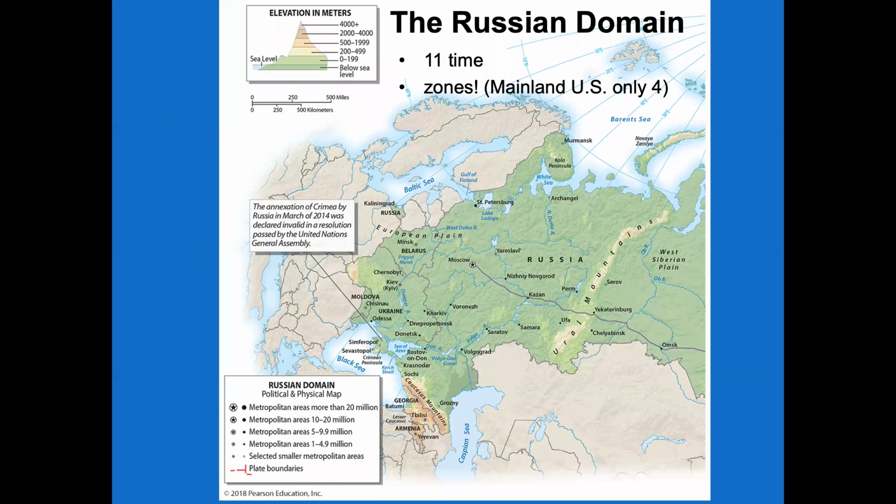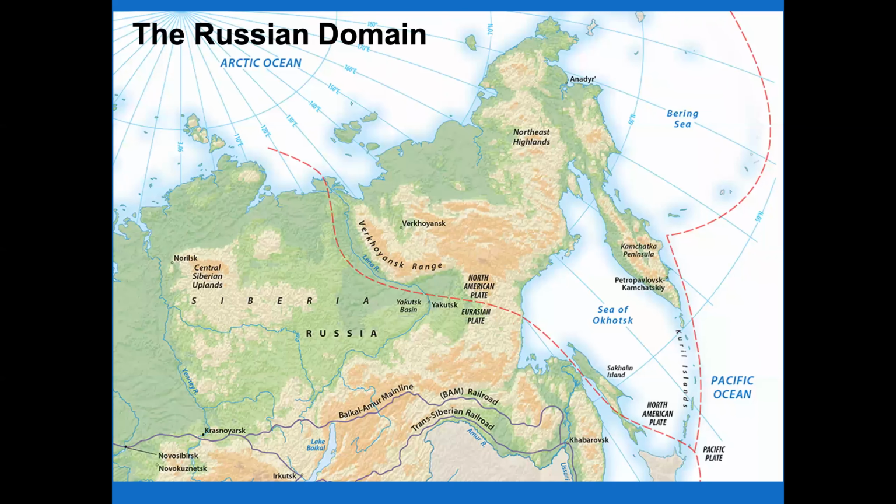Again, here's a Russian domain, as mentioned earlier, 11 time zones. The mainland US only 4. Again, there's the rest of it, big enough that you had to put it in 2 slides. This shows you how on the eastern end, you have a bit more tectonic and volcanic activity as a function of interaction between plates, the North American plate and the Eurasian plate, and the Pacific plate.